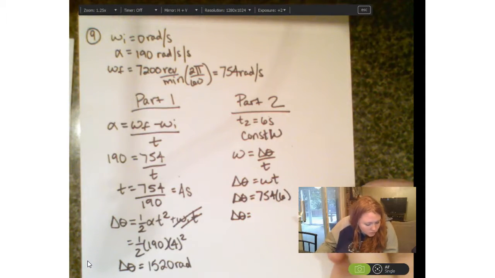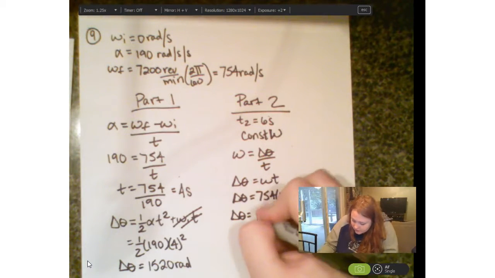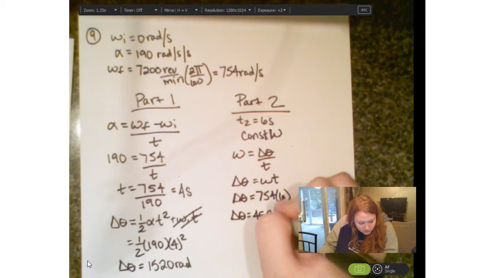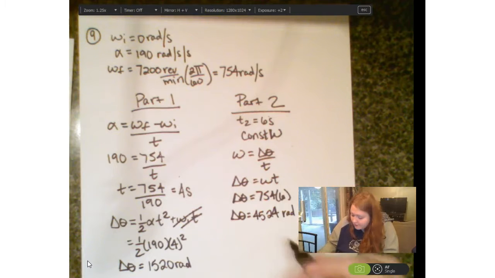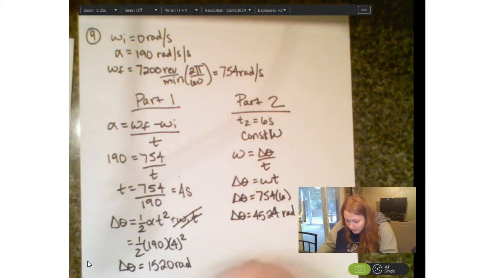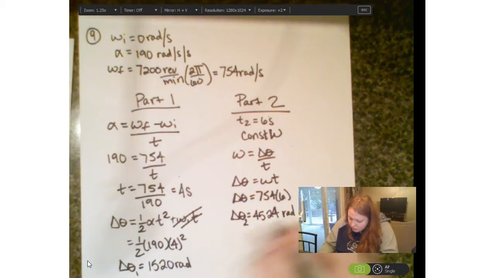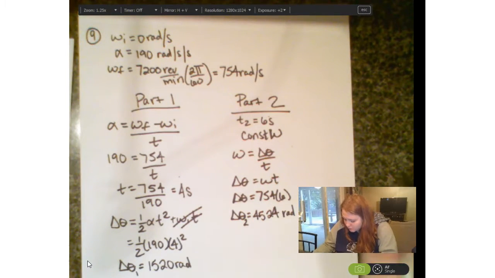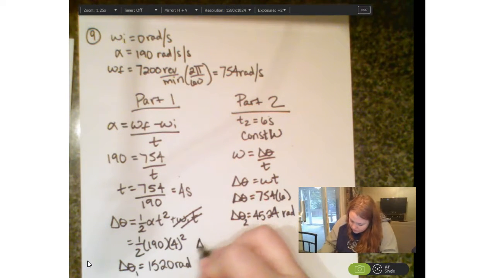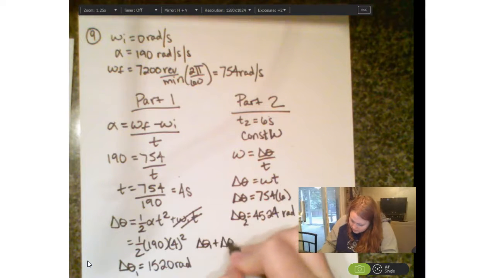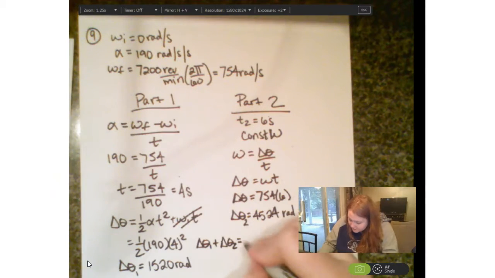about 4,524 radians. From there, the problem is asking for a total, well, how many revolutions. So first off, I need to add these together from these two parts to get the total angular displacement. Divide that by 2 pi, and then I'll have my number of revolutions. So if I add those together, theta 1 plus theta 2, you get about 6044.